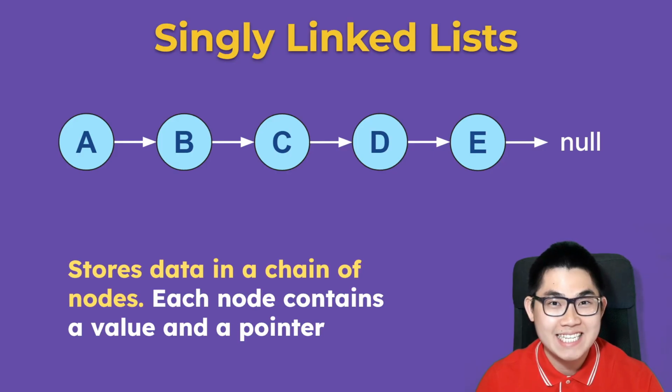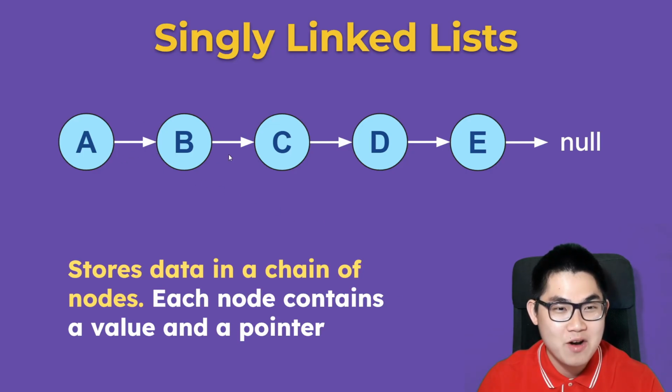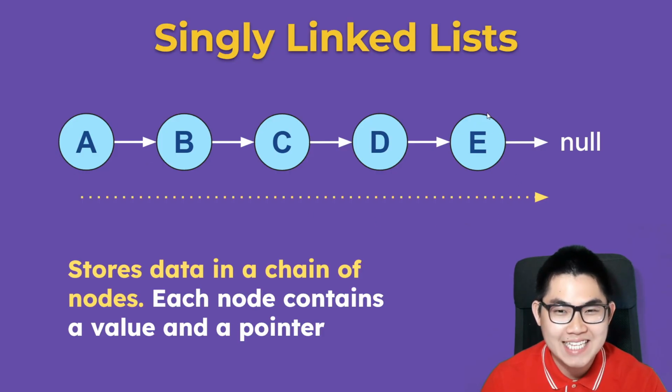Well, a linked list is a data structure that stores data in a chain of nodes, such as this one here, where each node will contain a value and a pointer to the next node. So as you can see from the arrows, the singly linked list can only be traversed in one direction, meaning we can go from A to E, but not the opposite way, not from E to A. And always remember that the last node will point to null. And null basically means this is the end of the linked list.